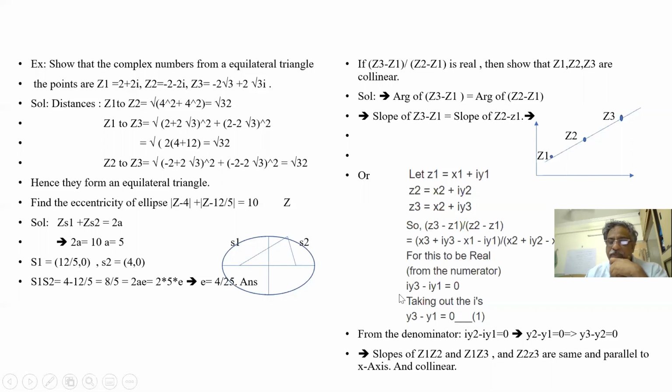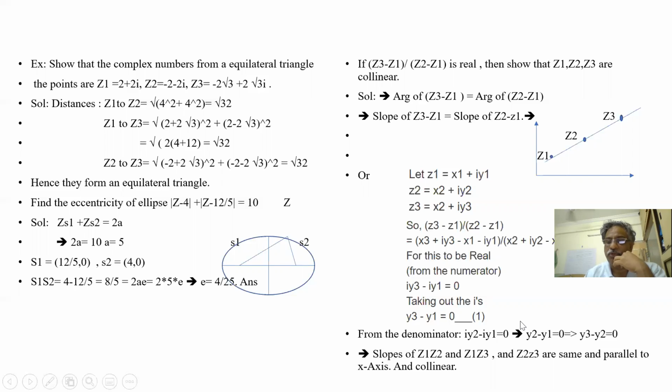Otherwise, if you want to see in X and Y cases, same thing. Z1, if I say X1 plus iY1, Z2, Z3. Let us say (Z3 minus Z1) by (Z2 minus Z1). For this to be real, all the i components will become 0. So in the numerator, the i component Y3 minus Y1 is equal to 0. In the denominator, the i component Y2 minus Y1 is equal to 0. So automatically Y3 minus Y2 is also 0. That means the slope is constant, equal.